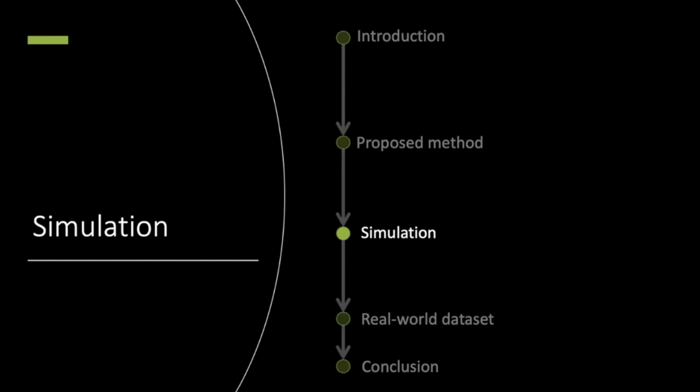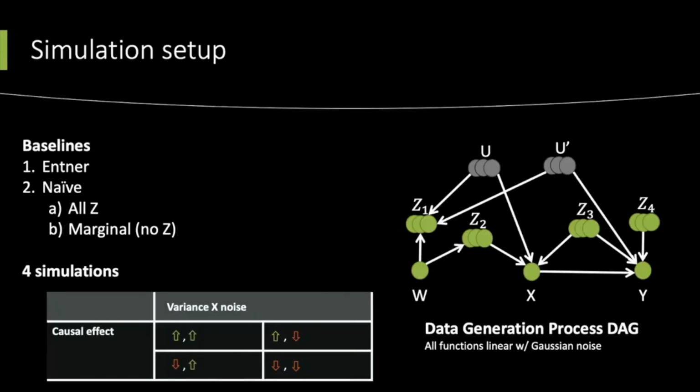We tested the performance of the method on a simulation in which we will be considering this experimental setup. Z3 would be a valid adjustment, but inclusion of Z1 or Z2 can actually harm our estimation by opening a currently blocked path. We will also be comparing against all possible baselines that have as weak assumptions as ours, Entner's search algorithm, and two naive baselines that would just include all Z or no Z in the adjustment set.